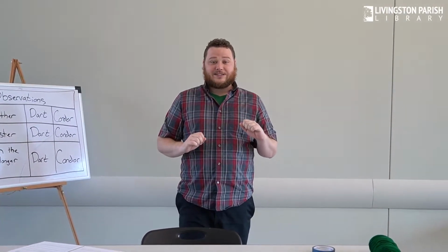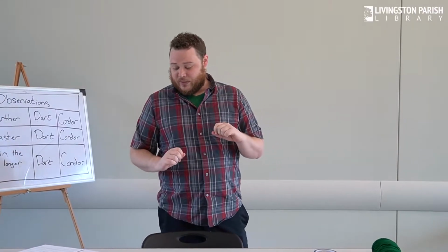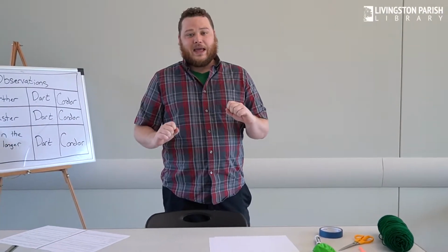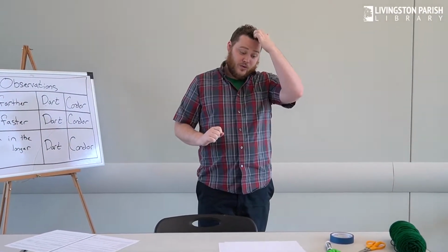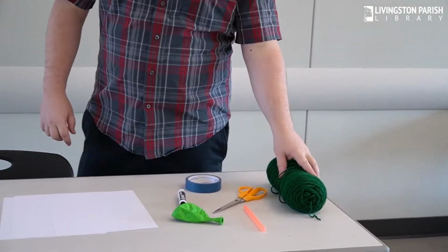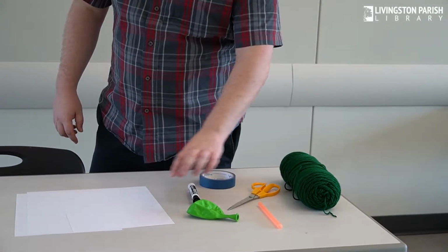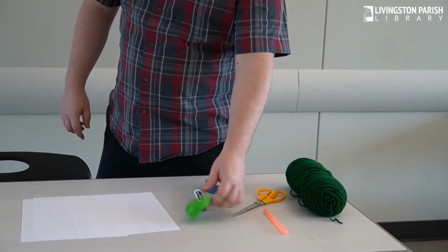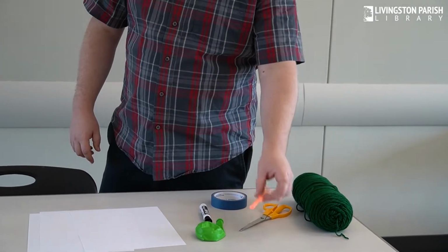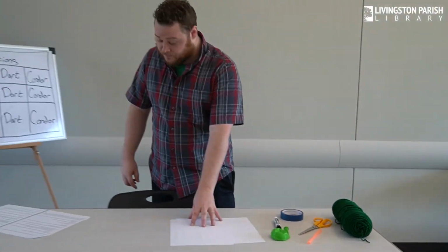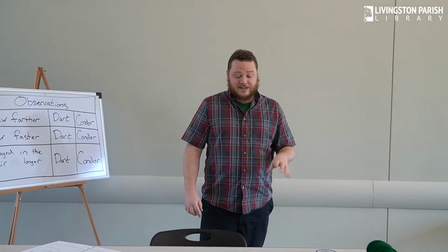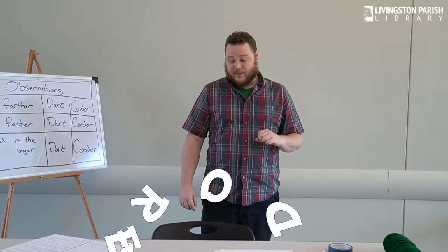All right, on to today's science. Today we're going to learn about and play around with aerodynamics and thrust. If you're following along with me at home, the items you will need are some yarn, some scissors, some tape, something to write with, something to write on, a balloon, a wide straw like a smoothie straw, and a couple pieces of paper.